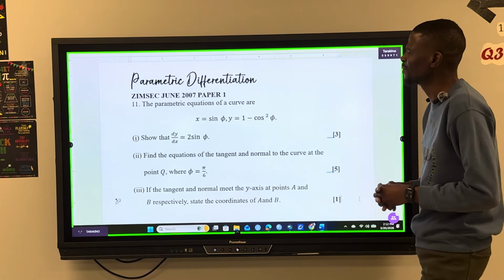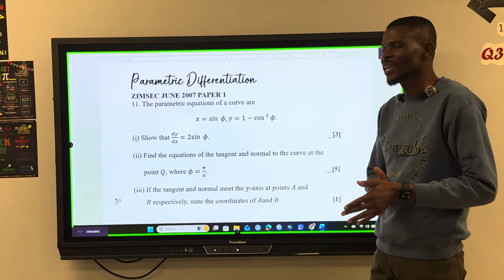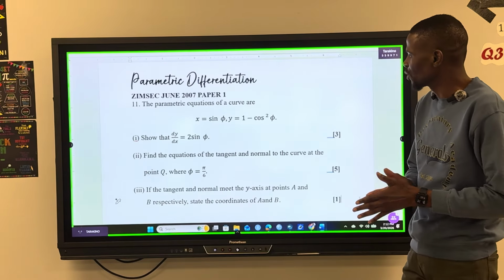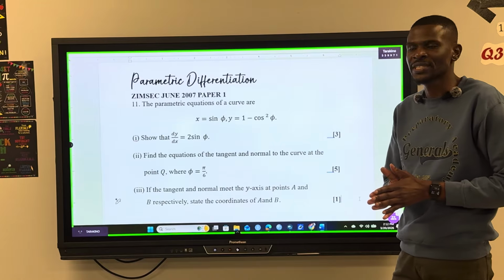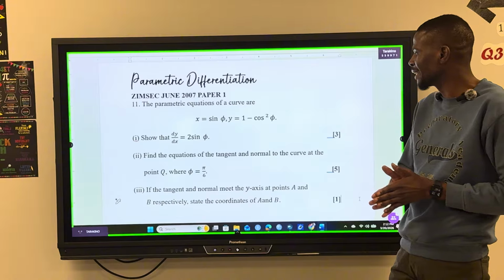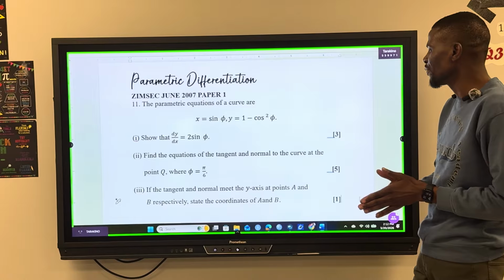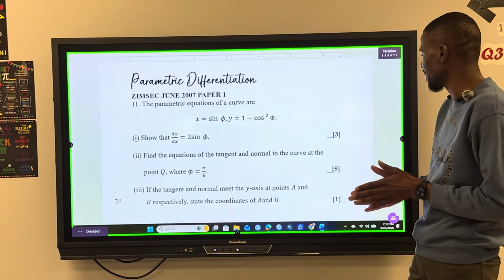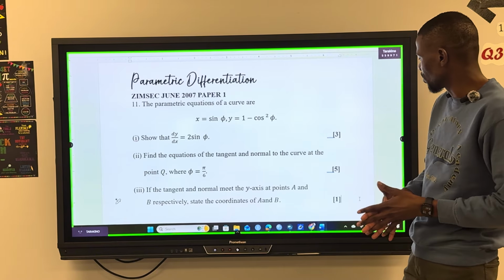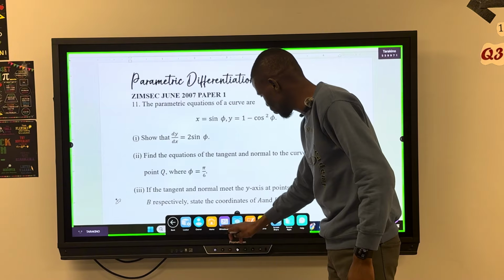Okay, so we have the ZIMSEC June 2007 paper 1, which reads: the parametric equations of a curve are x equal to sine phi and y equal to 1 minus cos squared phi. Item 1: show that dy/dx is equal to 2 sine phi. Item 2: find the equations of the tangent and normal to the curve at the point Q where phi equals pi over 6. Item 3: if the tangent and normal meet the y-axis at points A and B respectively, state the coordinates of A and B. In total, this was allocated 9 points. Cool. So guys, let's not waste time here.